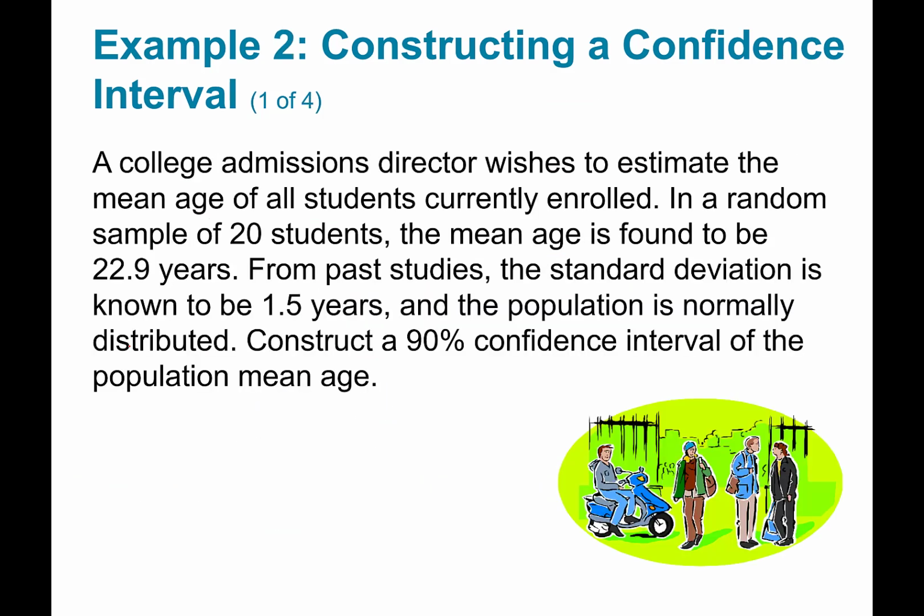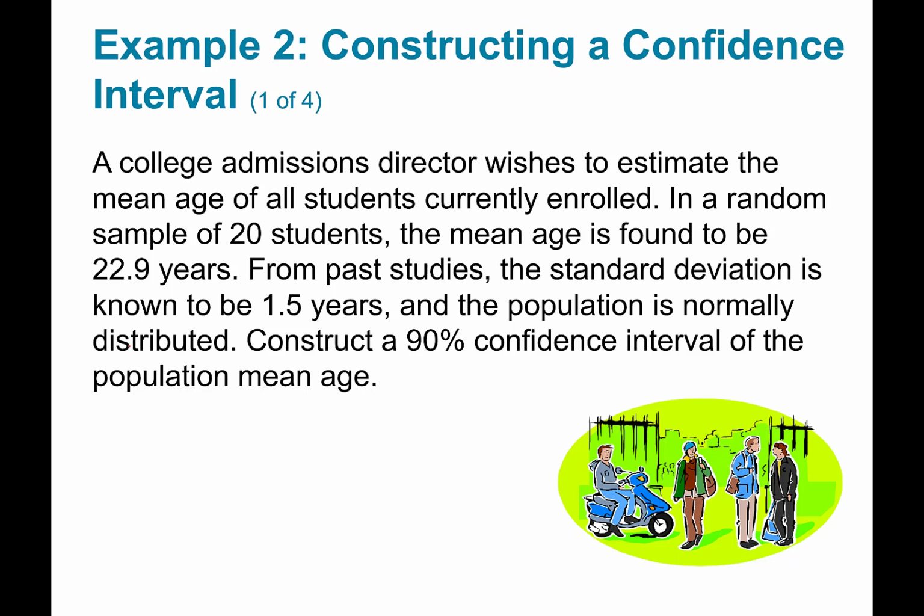So let's look at another example. So a college admissions director wishes to estimate the mean age of all students currently enrolled. In a random sample of 20 students, the mean age is found to be 22.9 years. From past studies, standard deviation is known to be 1.5 years, and the population is normally distributed. Let's calculate a 90% confidence interval of the population mean age. So this one we have to go all the way through.